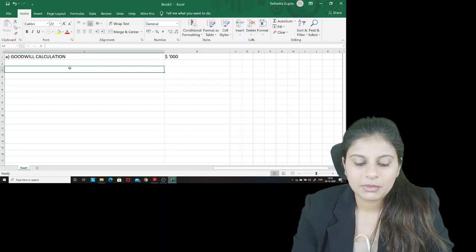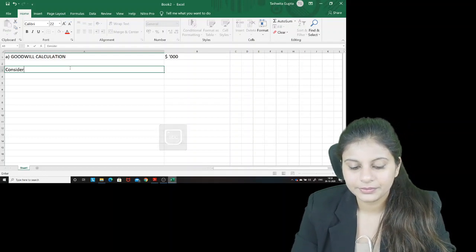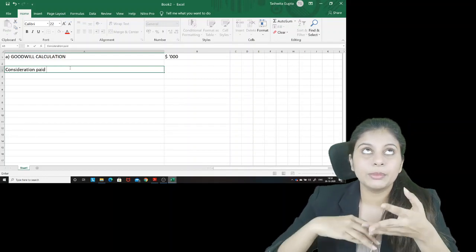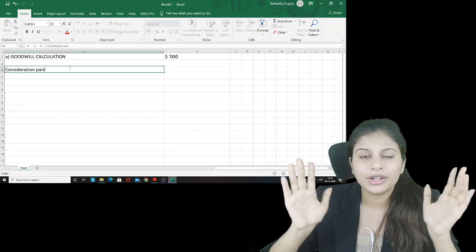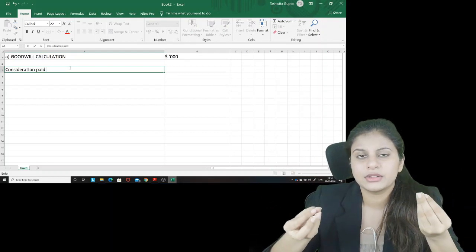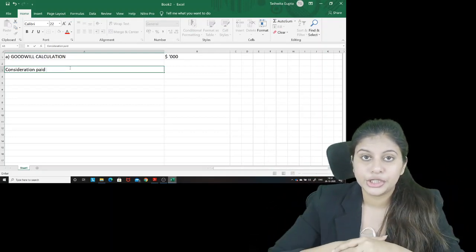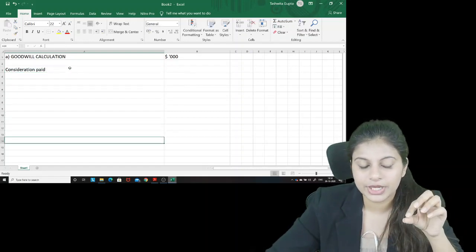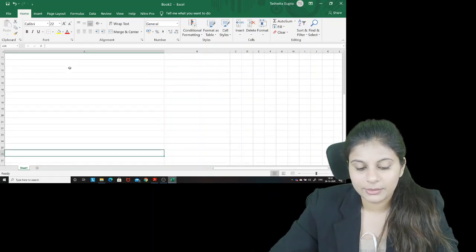So my pro forma is consideration paid. I don't know what consideration is paid. It could be deferred, it could be share for share exchange, it could be contingent. So I have not read the question yet, so I don't know how many lines, or you can say rows, it will take to fill this part. So let's just leave a good number of rows for that. Okay, and then write the requirement B.